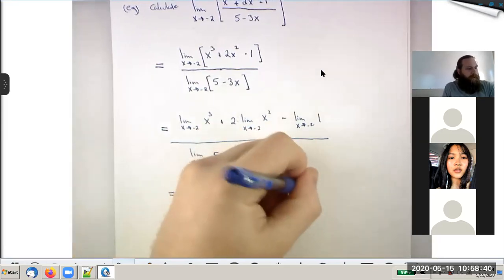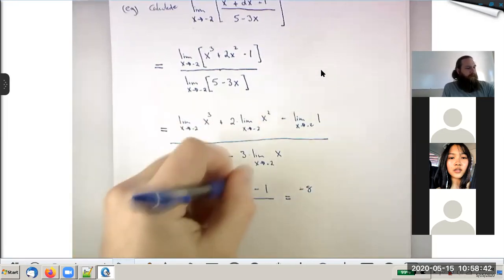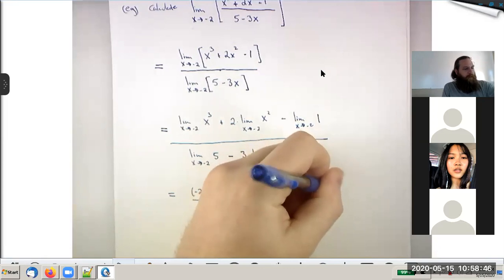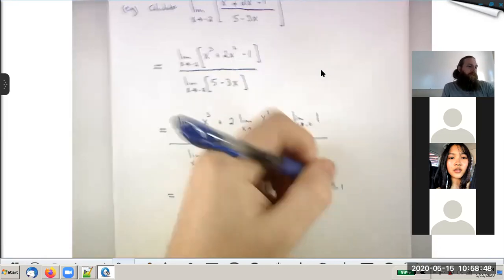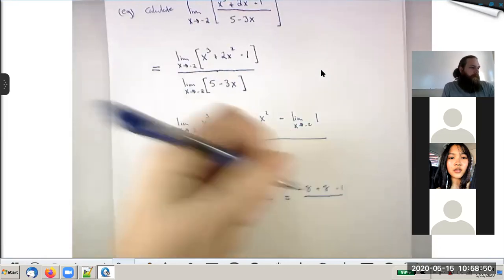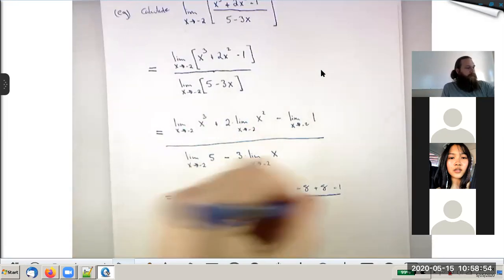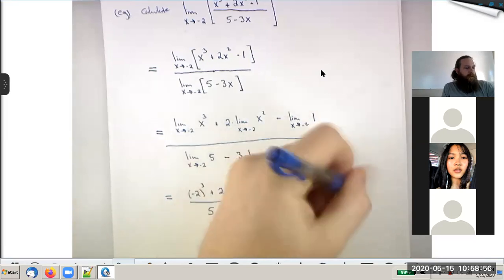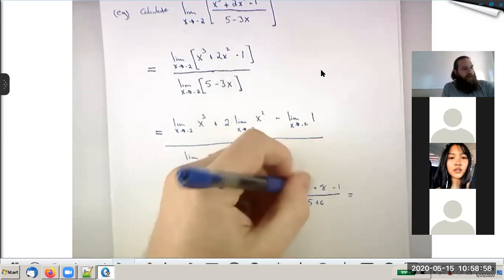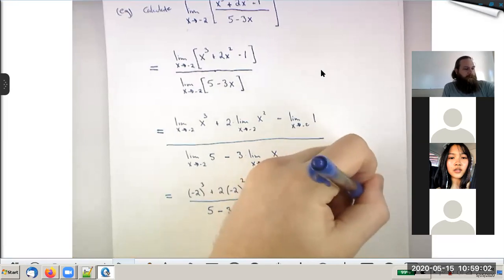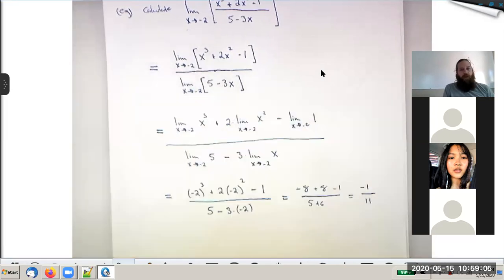-2 cubed is -8. -2 squared is +4, times 2 is +8. Minus 1 is -1. Downstairs I have 5. Minus 3 times -2 is 5 plus 6. So this is -8 plus 8 is 0, minus 1. 5 plus 6 is 11. So this is -1/11. And we got there just by plugging in, right?